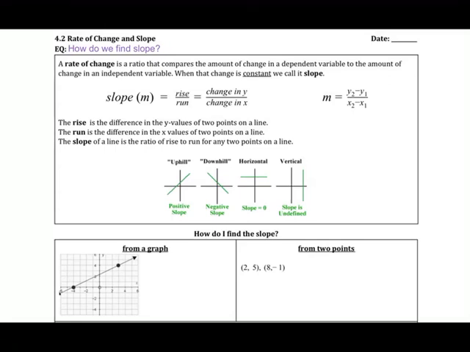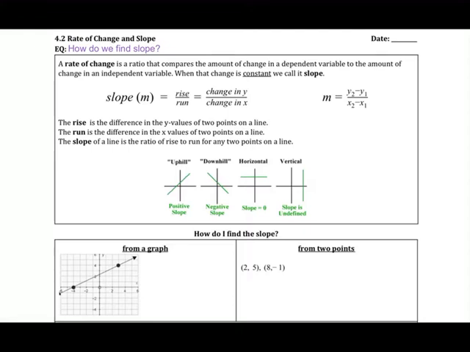4.2 is all about slope and rate of change. And when you hear the word slope, or at least when I hear the word slope, I think about skiing. I think about the slopes, or I think about the angle at which someone is skateboarding or jumping up on a skateboard. And that is what slope is.